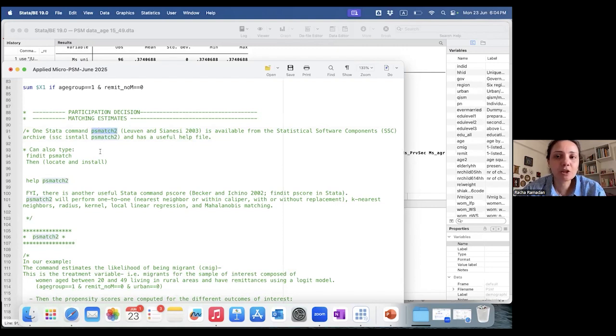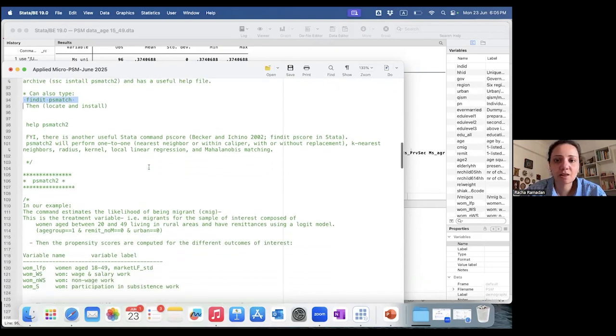This command is not built in STATA. I mean, it's not available, so you have to download it first. To download it, you just have to find psmatch2, and then you will locate it in the link in the window of commands it provides for you. You will select it and download it. It is easy to download, but as I mentioned, it is not built in STATA, so you have to do it.